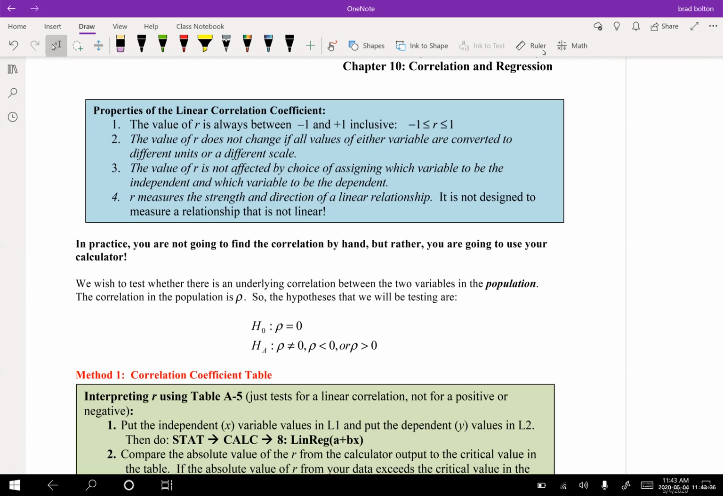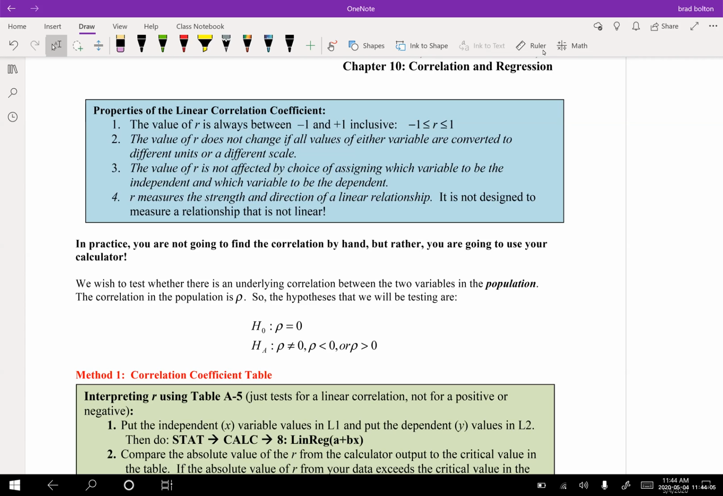The value of R is not affected by the choice of which variable is independent and which is dependent. Basically explanatory versus response. That's what they were talking about. Whether you choose the X or Y axis for one or the other should not change the value of R. R measures the strength and direction of a linear relationship, but is not designed to measure a relationship that is not linear. That's why they say with visual inspection, you're supposed to double check to see if you're even supposed to be using it, okay?